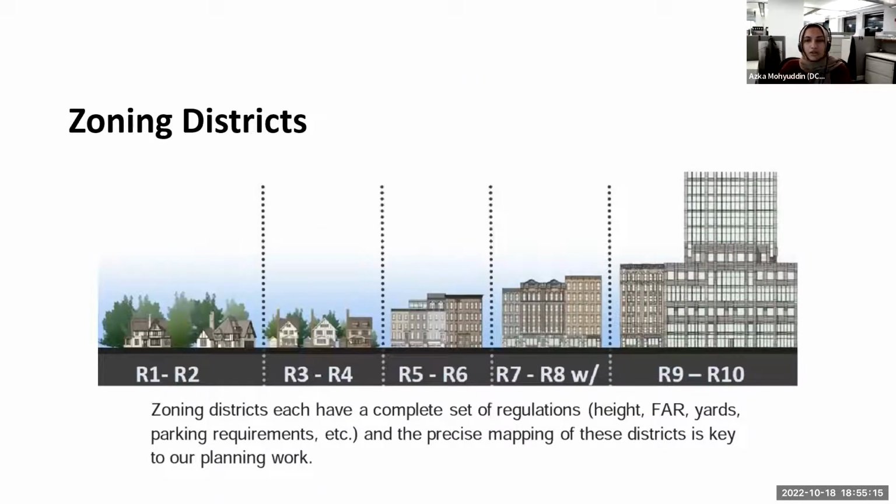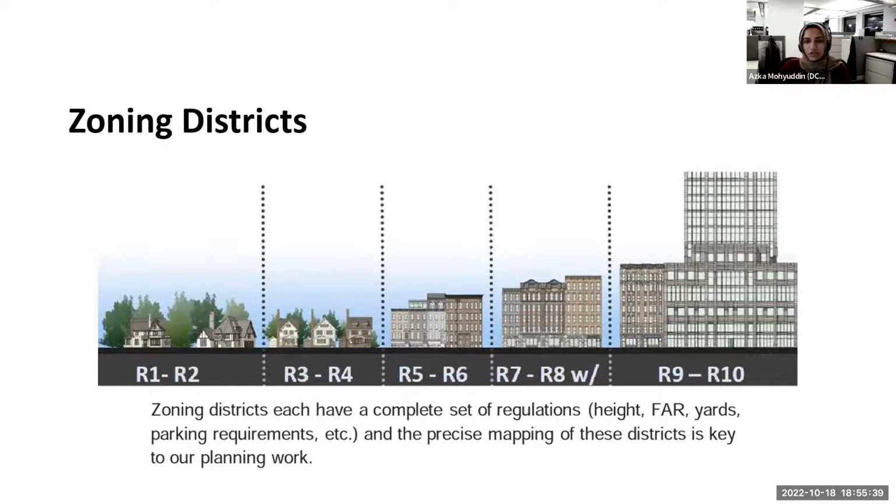The zoning resolution also establishes zoning districts through the zoning map. And each of these zoning districts has a complete set of regulations. Going back to what those regulations are: the height, FAR, yard, parking requirements, things like that. And the precise mapping of these districts is key to our planning work at DCP.